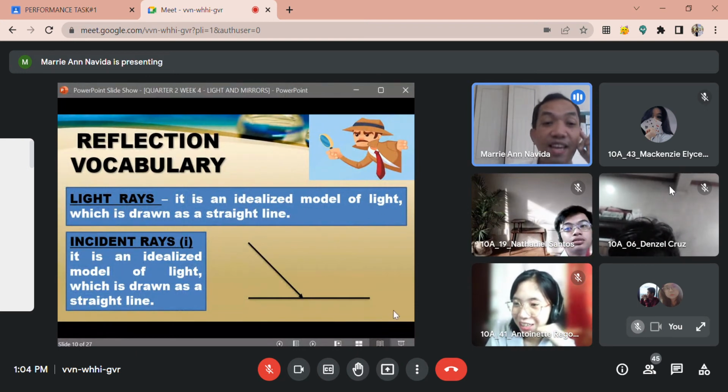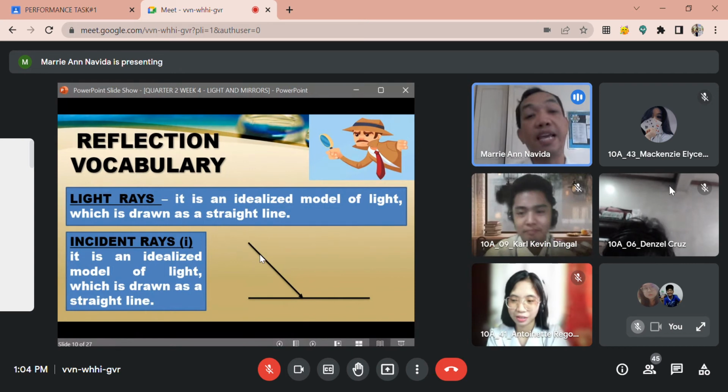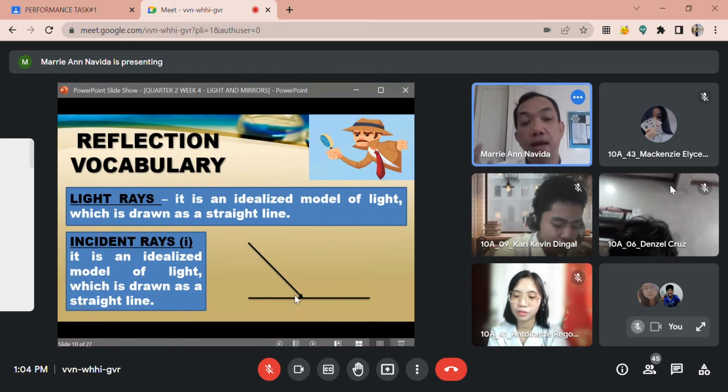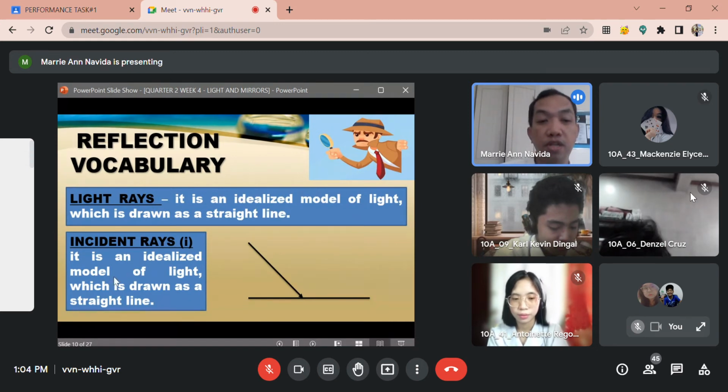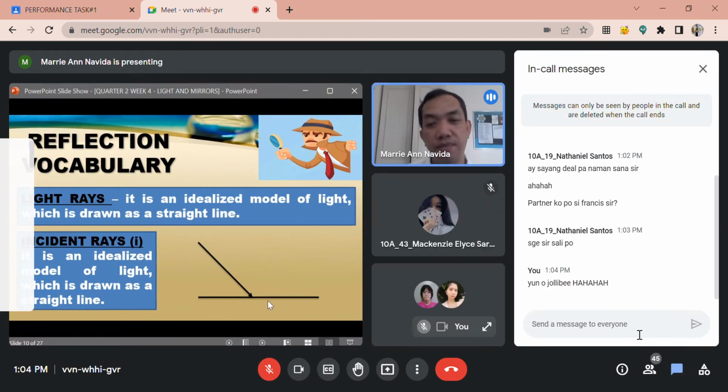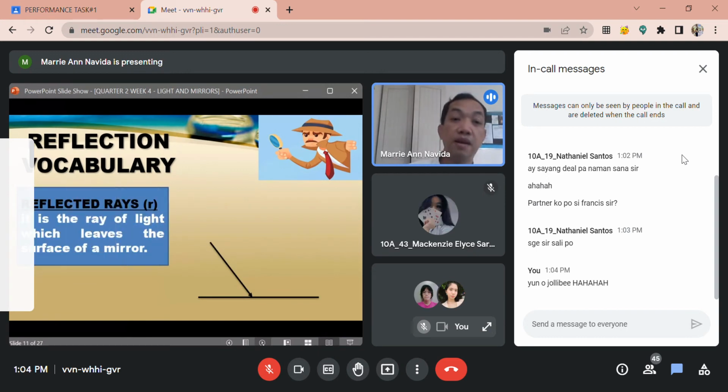Okay, so remember this is the light ray. Usually the light ray comes from the object. While on the other side, the incident ray is an idealized model of light which is drawn as a straight line. Incident ray is an example of the normal a while ago. Later on, I'm going to show that one. Then the reflected ray is the ray of light which leaves the surface of the mirror. So the color blue is what we call the reflected ray.